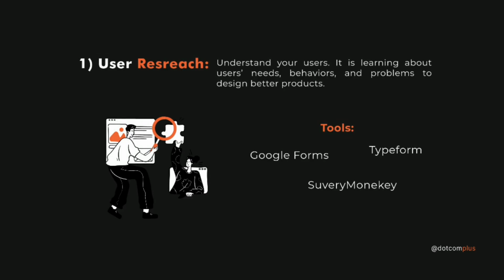Now, let's talk about the UI UX process. The first step is user research, understanding user needs, behavior, and problems to design better products. Suppose we want to create an app. Our first step is user research. We can do this with tools like Google Forms or Typeform and by sharing with friends or users to get feedback.